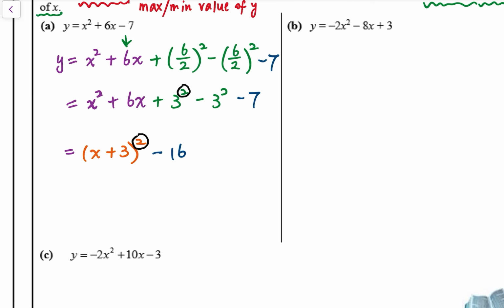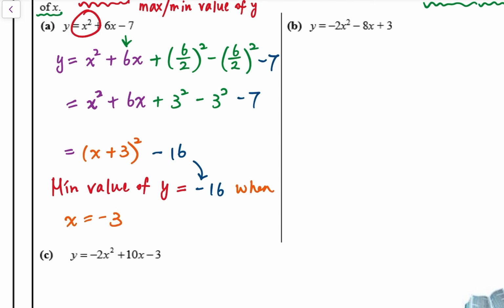So we are ready to find the optimum value of y. Do I know whether it's max or min? I have to go back to look at the coefficient of x squared. The graph of the quadratic function is opening upwards, so that means we get a minimum value of y, which is negative 16. And when that happens, x equals negative 3.